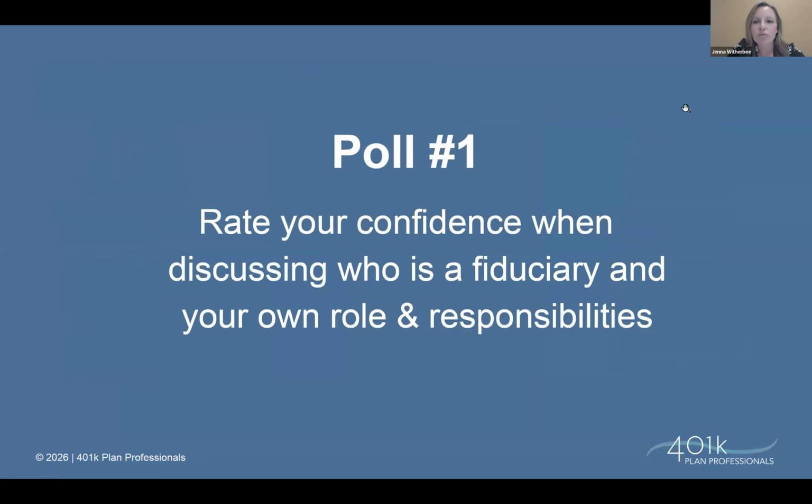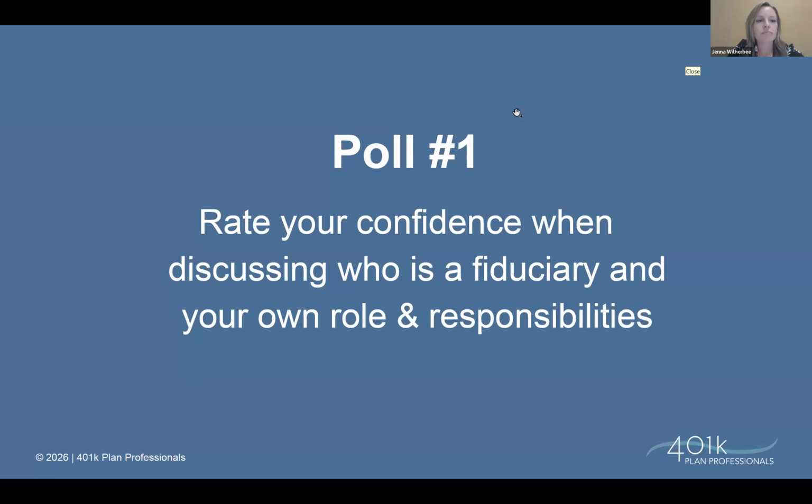All right, so I'm going to put a poll up. Rate your confidence when it comes to discussing who is a fiduciary and your own role and responsibilities. Just give it a few more seconds here. All right, so kind of across the board, a majority of people are a 5 and up, but that is very helpful for me to kind of know the audience and where to focus.